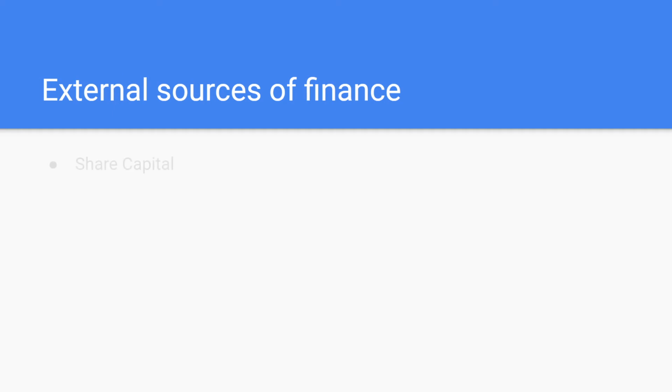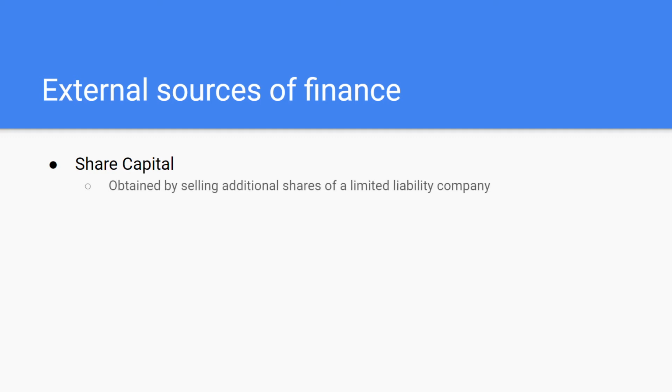Now let's get to the external source of finance. External just means that it comes from outside of the business. That's pretty simple. The first one would be share capital, which is obtained by selling additional shares of a limited liability company.